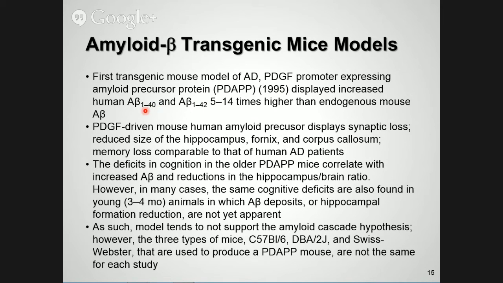And you ended up expressing these different fragments, the amyloid beta 1 to 40 or the 1 to 42. And as you would expect, because you're overexpressing the amyloid, you have 5 to 14 times higher levels of the toxic fragments that we talked about later. They display many of the things that we've talked about. They have synaptic loss. Synapses are gone in this mouse model. They have reduced size in the hippocampus. The fornix is also misshapen. The corpus callosum gets affected in this mouse model as well. And they also have memory loss comparable to that found in human AD patients. So if this is such a great model, why don't we use this as much in the literature as the other models I'll be showing you in a moment?